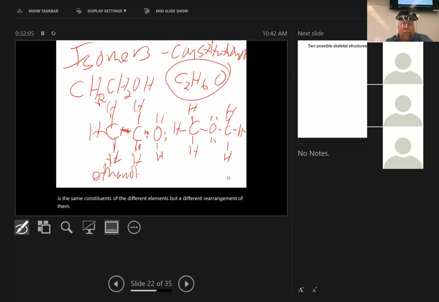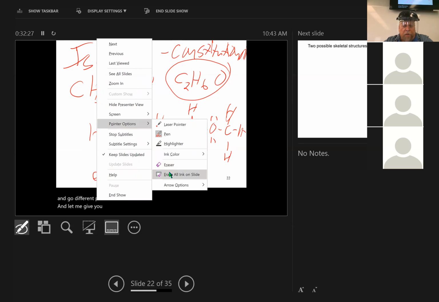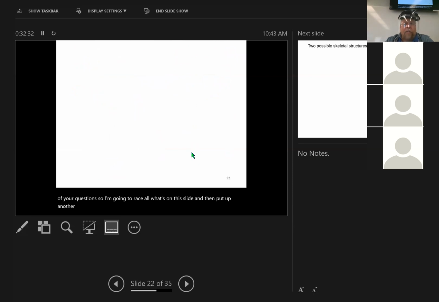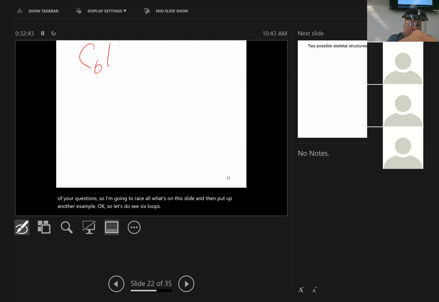What's the difference between that and a resonance form? Because they're all different. Resonance forms have to do with multiple bonds or one double bond that could shift and go different places. Let me give you an example that will answer both of your questions. So I'm going to erase what's on the slide and then put up another example, okay? So let's do C6H6, okay?